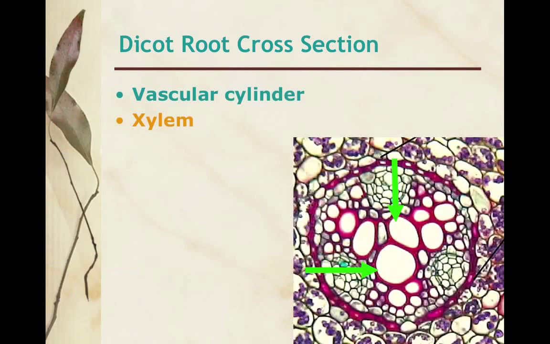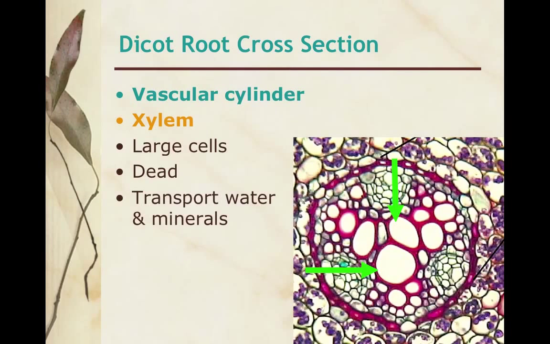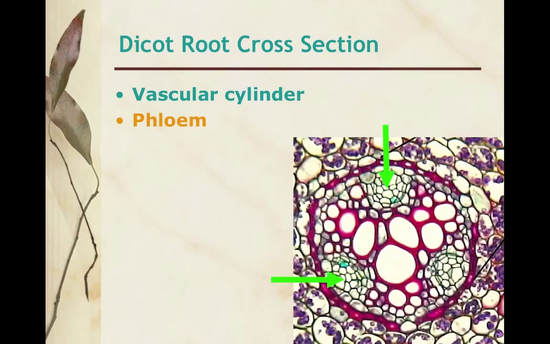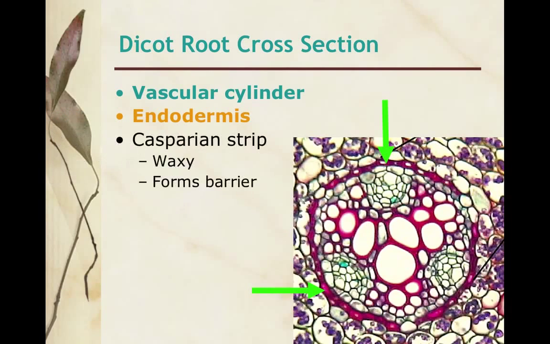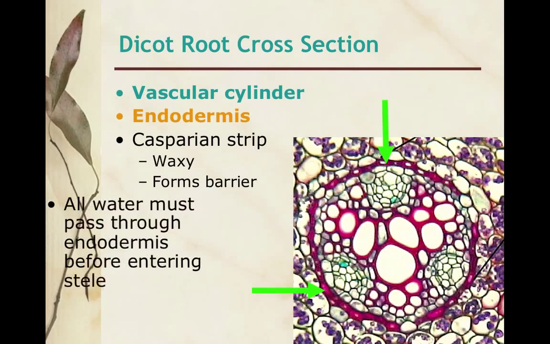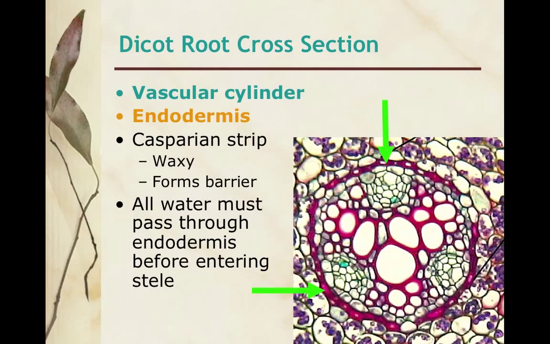And so we're going to zoom in on your vascular cylinder. There's your xylem, your big fat cells, large dead cells that transport water and minerals. And then there are your vascular cylinder parts that are phloem, okay? And they're small cells that transport food. And then you have your endodermis with your Casparian strip that's waxy and helps form a barrier. It helps regulate what goes through. So everything has to go through the endodermis or that Casparian strip before entering the stele, before entering the vascular cylinder. So you can kind of help regulate it. It's kind of like a larger cell membrane in that sense.